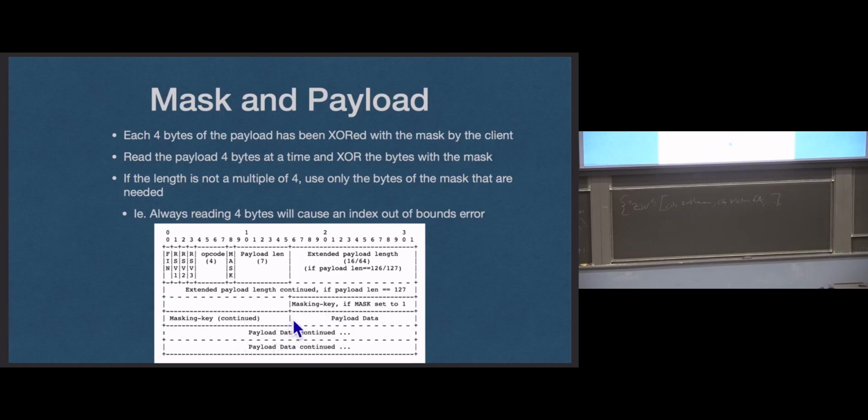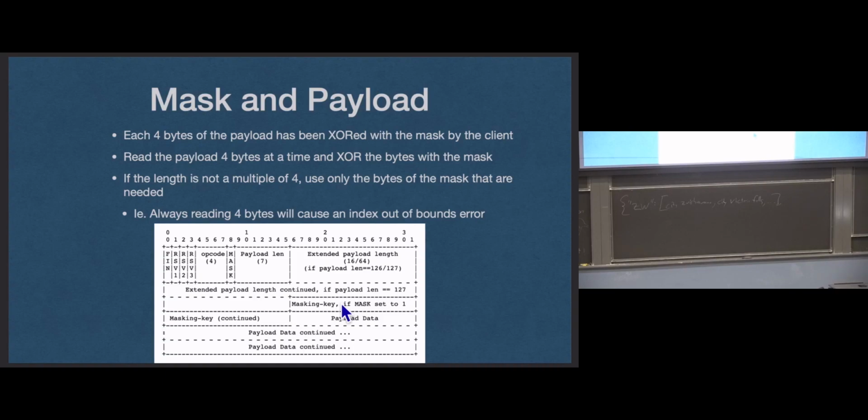For example, I've got to spell this one out. Bear with me. The first byte of payload data is XORed with the first byte of the masking key. The second byte of payload data is masked with the second byte of the masking key. The third byte with the third byte, the fourth byte with the fourth byte. And the fifth byte of payload data is masked with the first byte of the masking key, and that pattern follows until you're out of payload data.